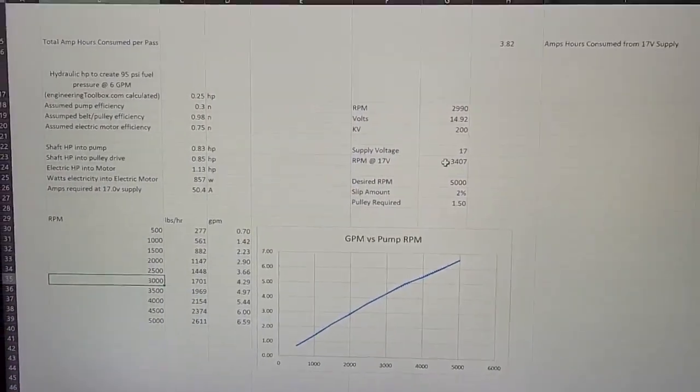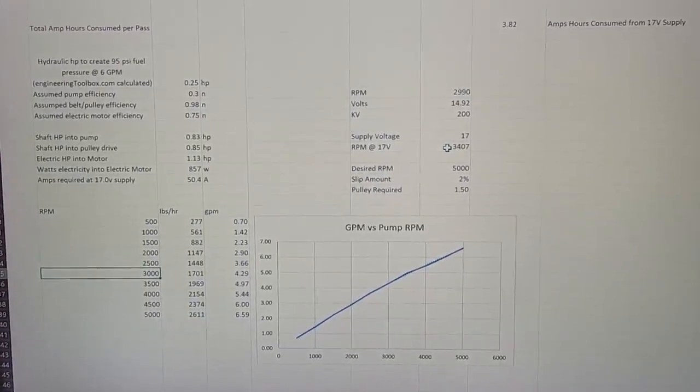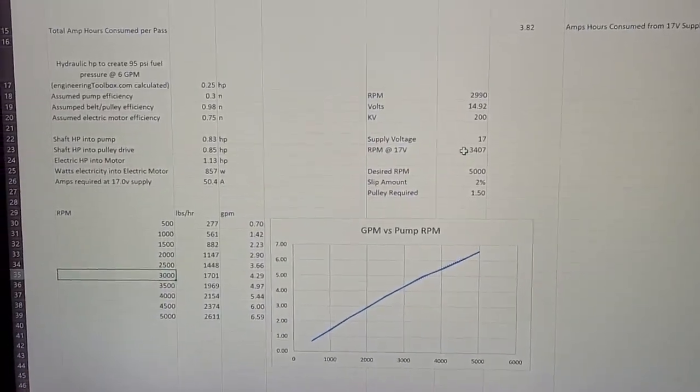So I guess that's going to sum this up. Probably tomorrow we're going to go ahead and spec the rest of these parts and order the sprockets, order the fuel pump, and we'll get this sucker going.